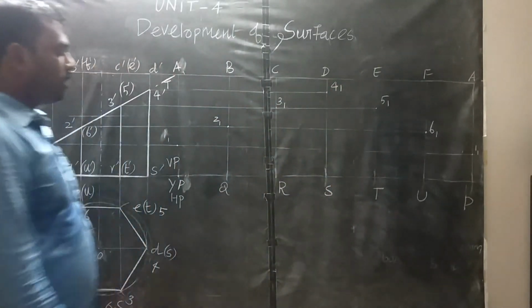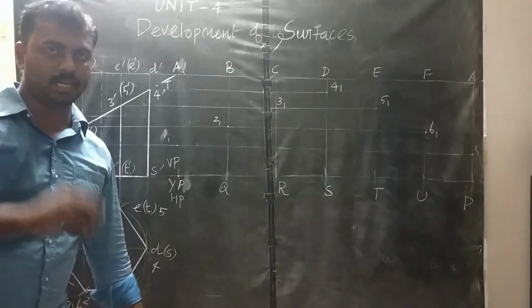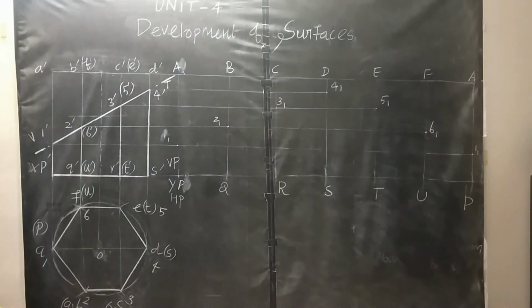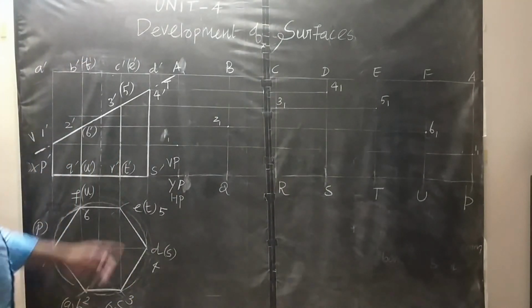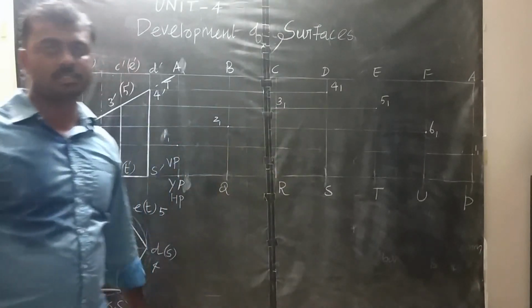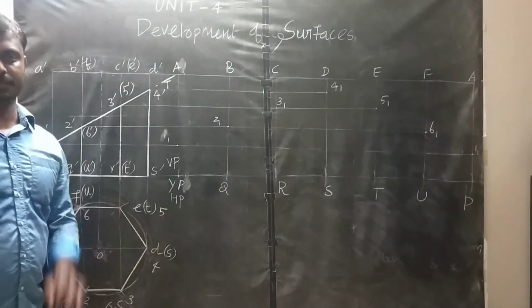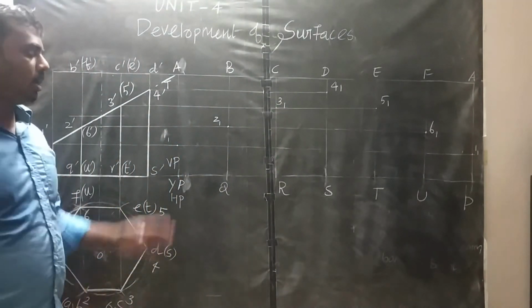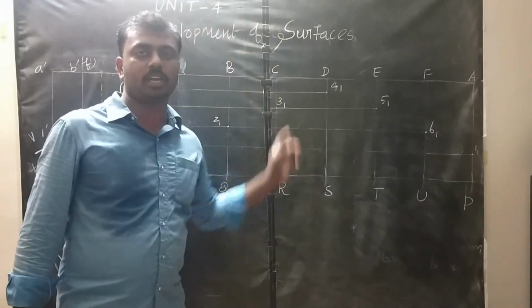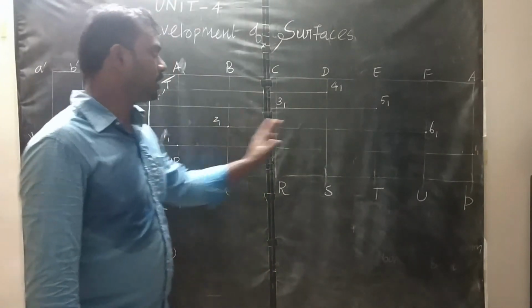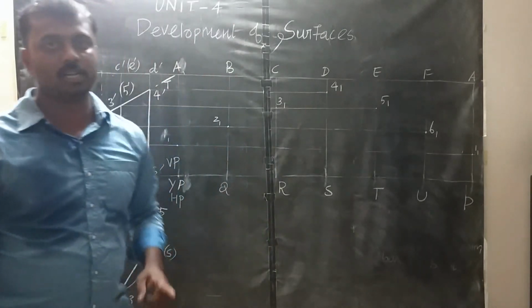Now connect all these points by straight line. Suppose in case we have a cylinder, that time connect all these points by freehand sketch. But here we have a prism. When we have a prism, after transferring the cutting points to the corresponding lateral edges, connect these cutting points by straight line. That is very important.